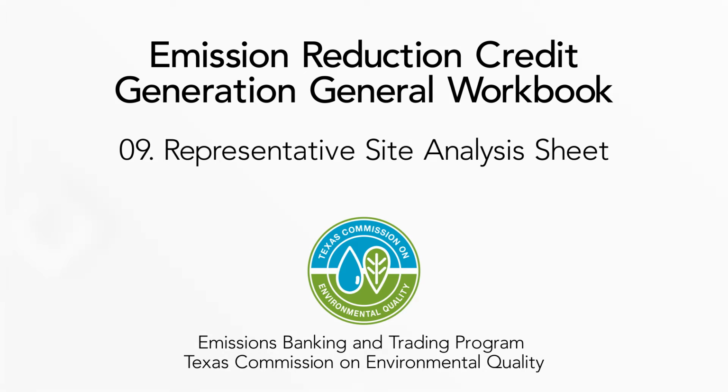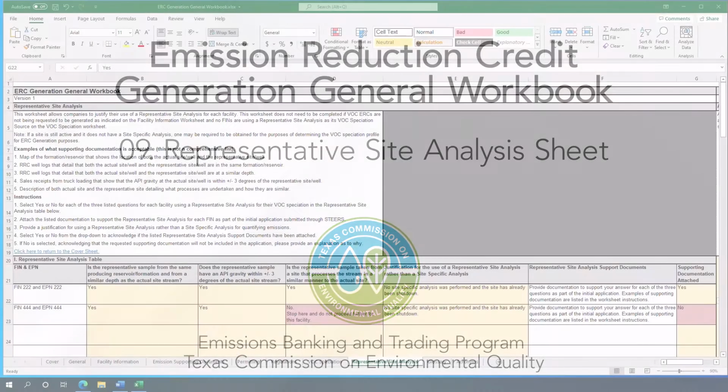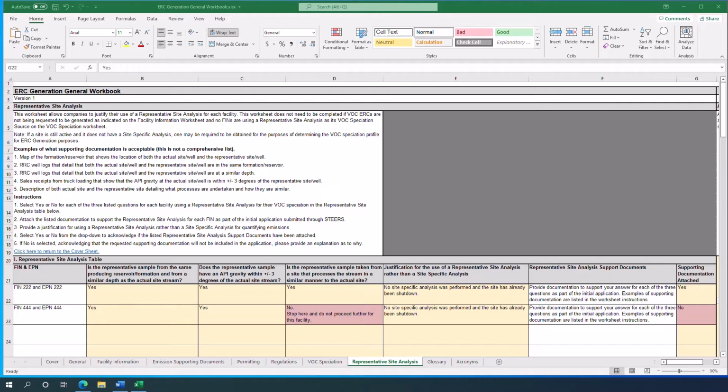Hi everyone, thank you for joining me for this demonstration of the Emission Reduction Credit, or ERC Generation General Workbook. This is the representative site analysis sheet and is the final sheet of the workbook. The purpose of this sheet is to provide justification for the use of a representative site analysis to quantify emissions.